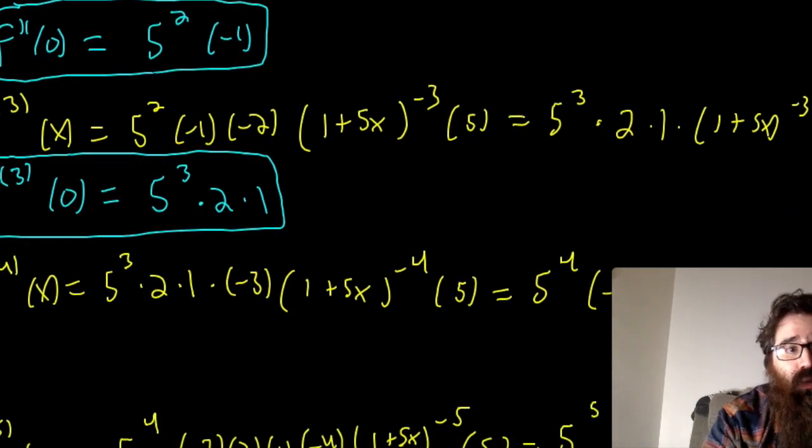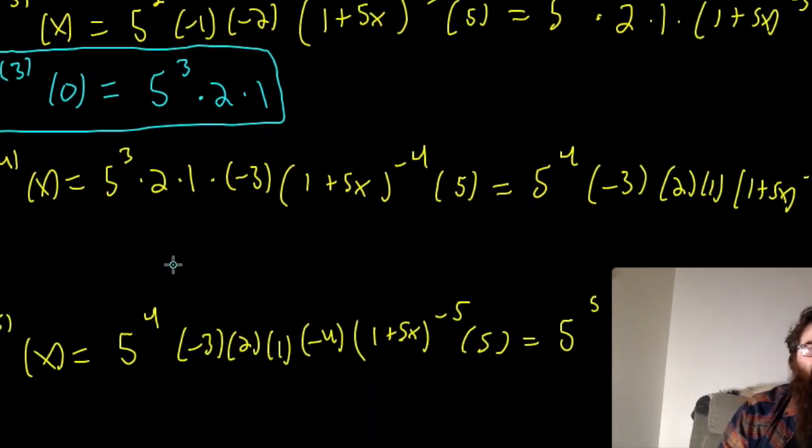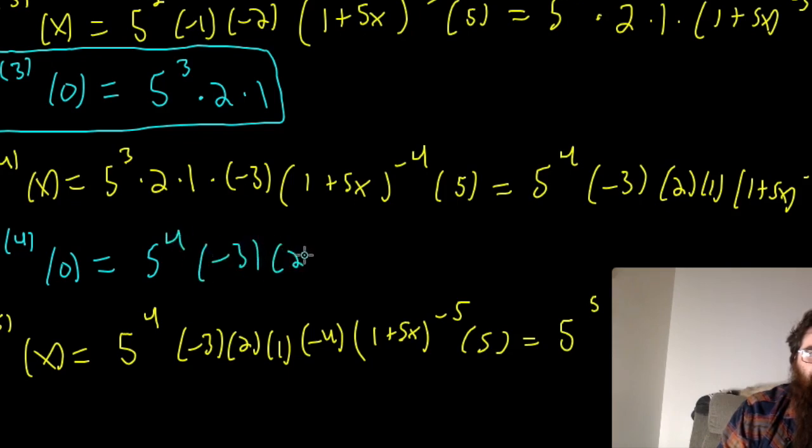And we have a couple more. If I take a look at my fourth order derivative evaluated at 0, I plug 0 in, I get 1 to the power of minus 4, and this is just going to give me 1. So I'm left with 5 to the 4th times negative 3 times 2 times 1.